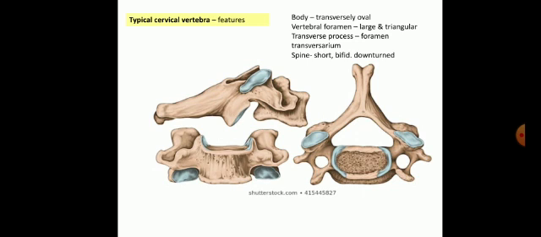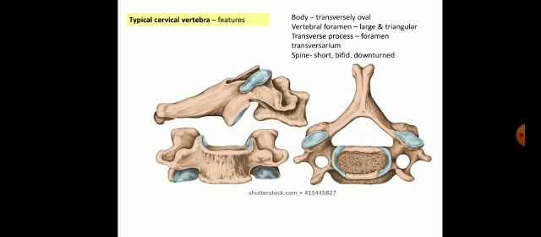In a typical cervical vertebra, the body is transversely oval. The vertebral foramen is large and triangular because it has to accommodate the cervical enlargement of the spinal cord. It's going to give rise to the cervical plexus. The spine is short, bifid, and downturned.